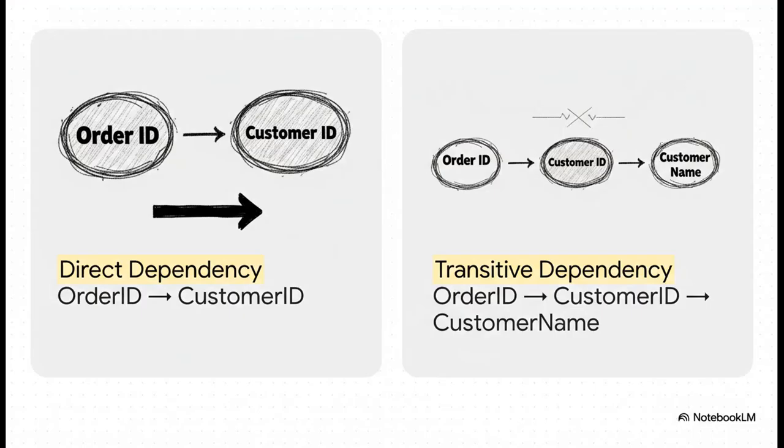And here's a really great way to think about it. Imagine in our customer table, the city was actually determined by the zip code. The city doesn't depend directly on the customer ID, right? It depends on the zip code, which then depends on the customer ID. That's a transitive dependency. It's like a chain reaction. Third normal form tells us to break that chain by creating a new, separate table just for zip codes and their corresponding cities. This makes sure every column depends directly on the primary key and nothing else.